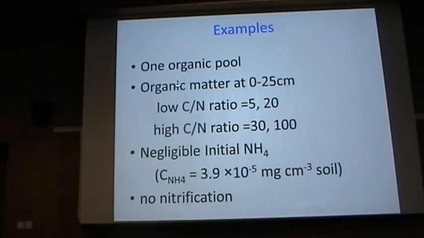Here, I only think about one organic pool, but the CN ratio is low, 5 and 20, or high, 30 and 100. In this case, we just neglect the initial ammonium and nitrification, just for the sake of simplicity.